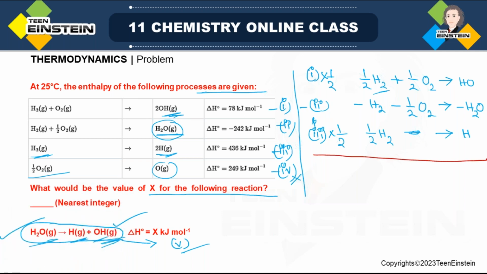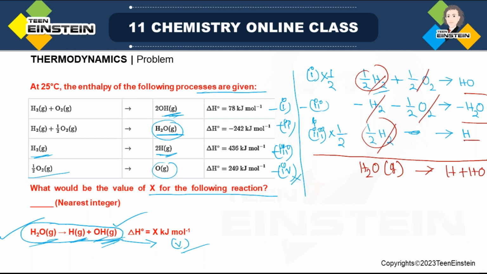So now if we finally do the calculation, here half H2 and half H2, that means a total of 1 H2, will be cancelled. This term you can bring to the left hand side, and these two cancel, as these two are already on the left hand side and right hand side. So finally you are getting equation number 5. So how are you getting equation 5? You have multiplied equations 1 and 3 by half, then you have added them and you have subtracted equation 2.